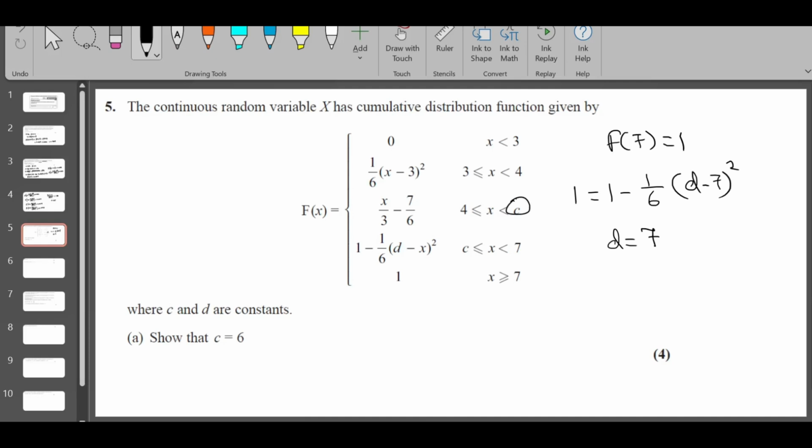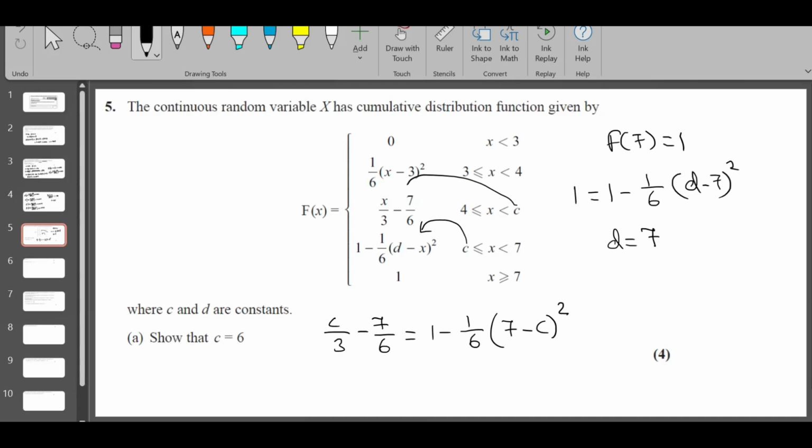C is here, so when you sub in C in the place of x, that function will be equal to this function. These two functions are the same at C. So that's what we are going to do. Put C here: C over 3 minus 7 over 6 is equal to, put C here, 1 minus 1 over 6 times (d minus C) whole square.